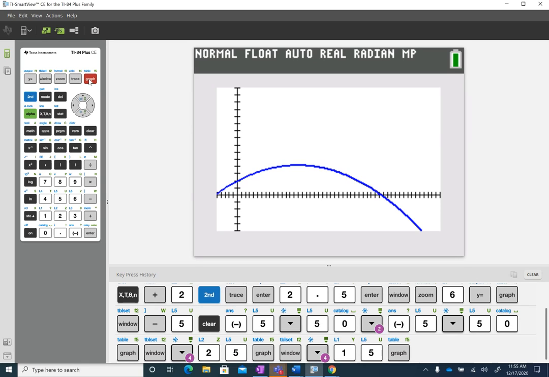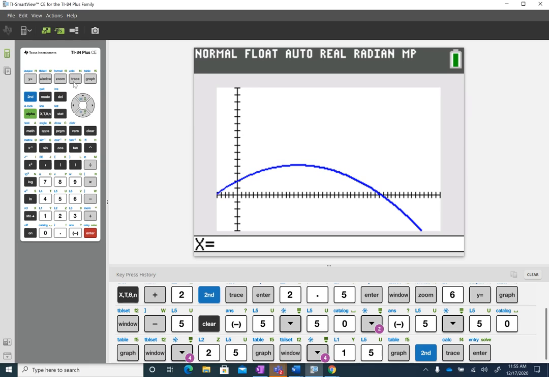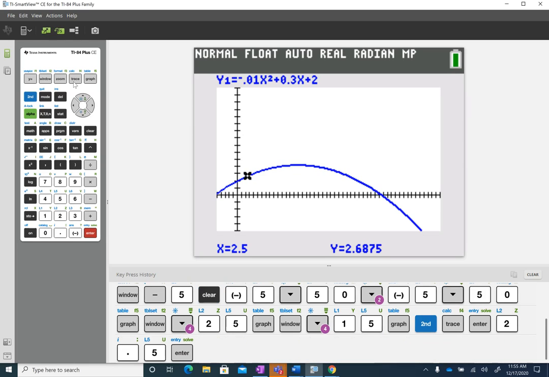No, but what are we trying to answer in this problem? So we're answering A and B. Now it says, what is the height of the horseshoe when it's 2.5 feet away from you? So if you want to find the height of the horseshoe when it's 2.5 feet away from you, you need to find a value. So you're going to press second trace. You're going to choose value. You're going to choose 2.5 for X. And when you hit enter, it's going to show you where the ordered pair is, and it's going to tell you the corresponding Y value, which is 2.6875.